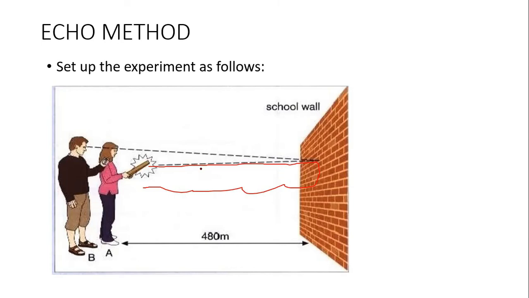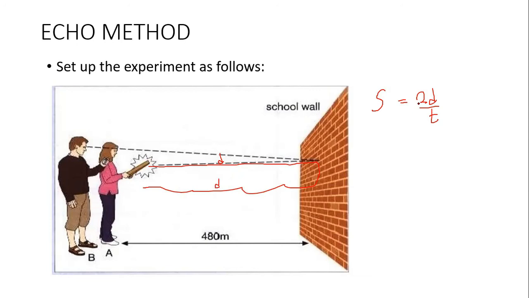Now, whenever you are using the echo method, you are going to use the formula speed is equal to 2D over T. So whenever echo is mentioned, this is the formula to use. Now, why? Remember, when this girl claps here, this distance here is D, we measure it. And then when sound bounces back, it will come back the same distance again, which is D. So you have this D plus this D gives you 2D.